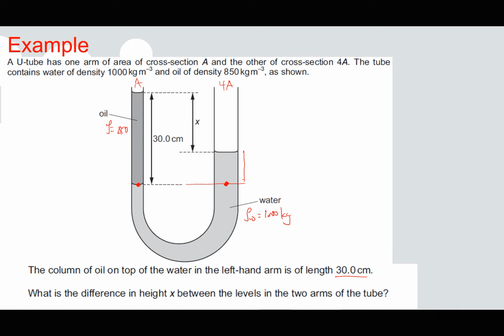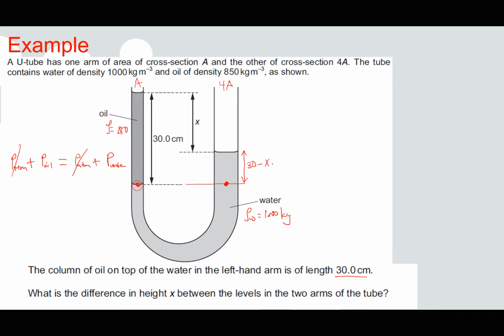So what is this height here? This height here is going to be 30 minus x. That is 30 minus x. So pressure on the left hand side is going to be pressure due to the atmosphere, because it's an open container, plus the excess pressure due to the oil, should be equal to the pressure on the other side, which is the pressure due to the atmosphere plus the pressure due to the water, that side. So atmospheric pressure cancels out.